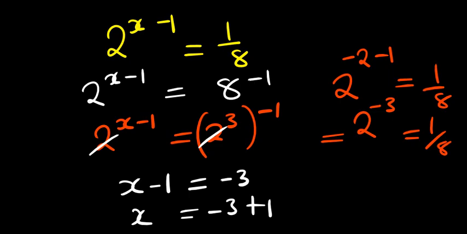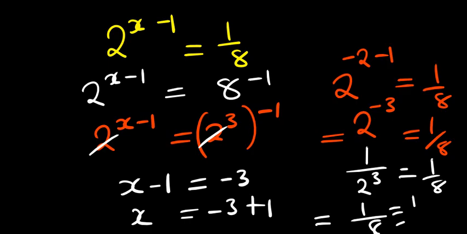Now, the negative here becomes, like we've said, a 1 over. So I'm going to have 1 over 2 to the power 3. Is it equal to 1 over 8? 2 to the power 3 is an 8, so it equals 1 over 8. So we are able to see that it still gives us the same answer. Basically, that's how you simplify.